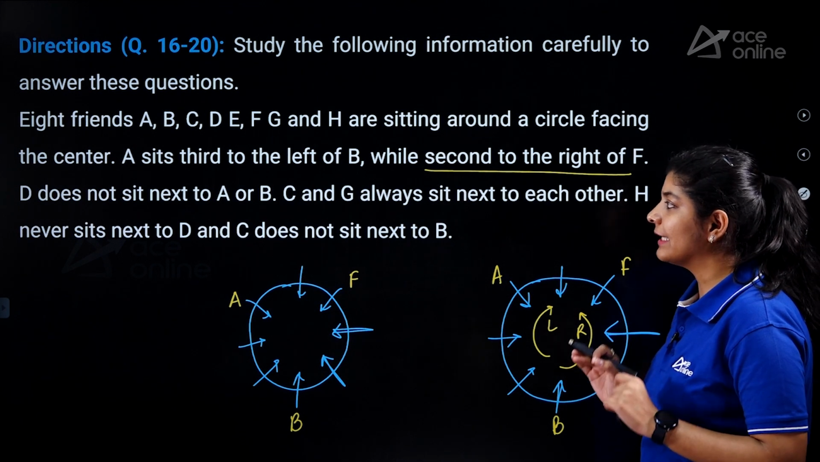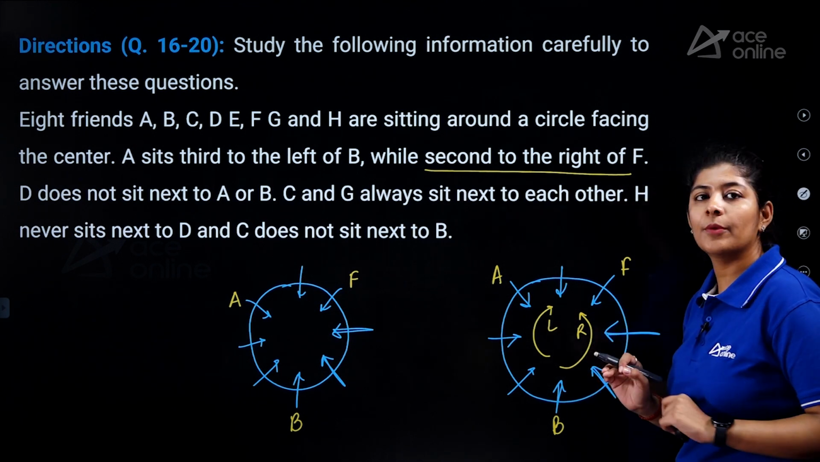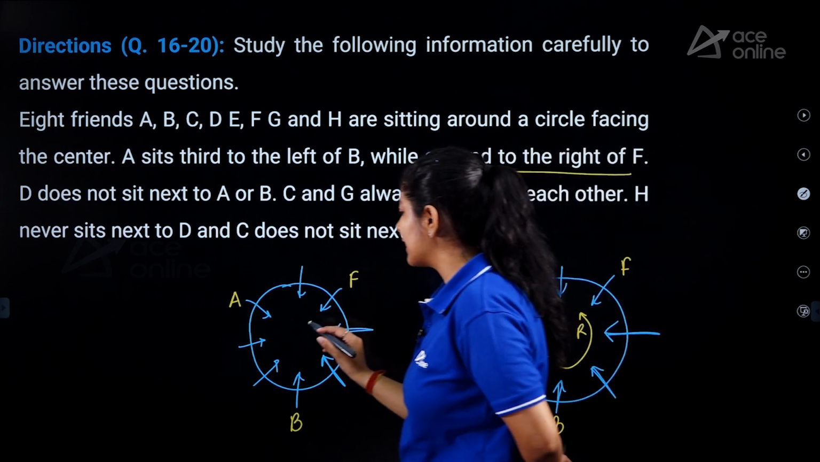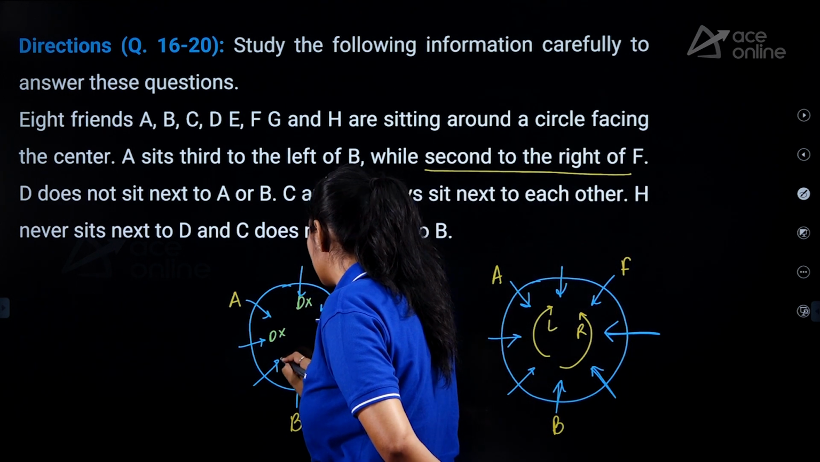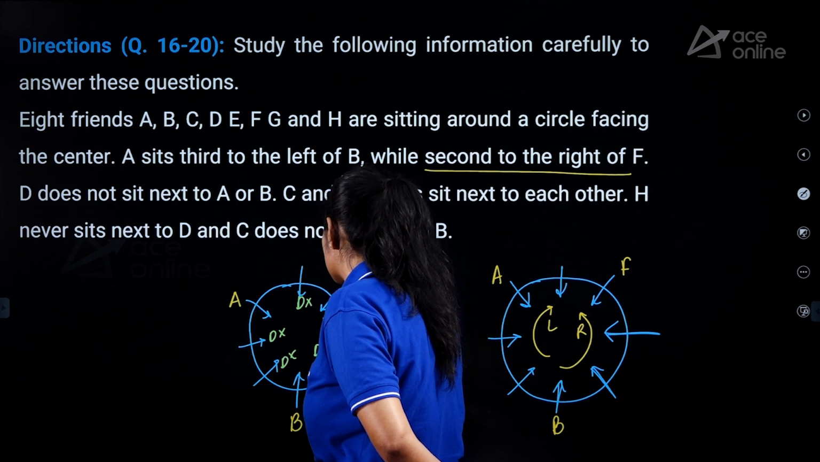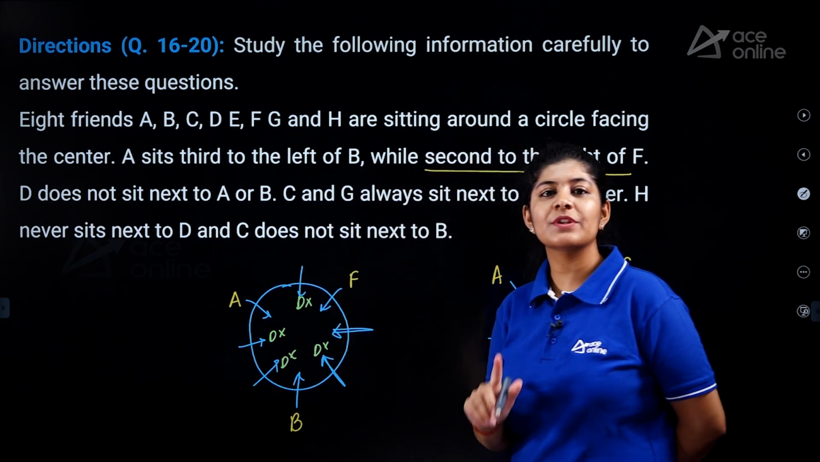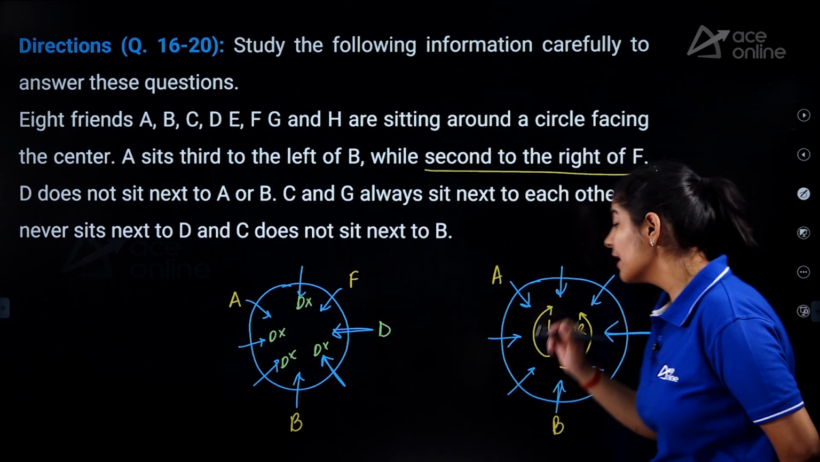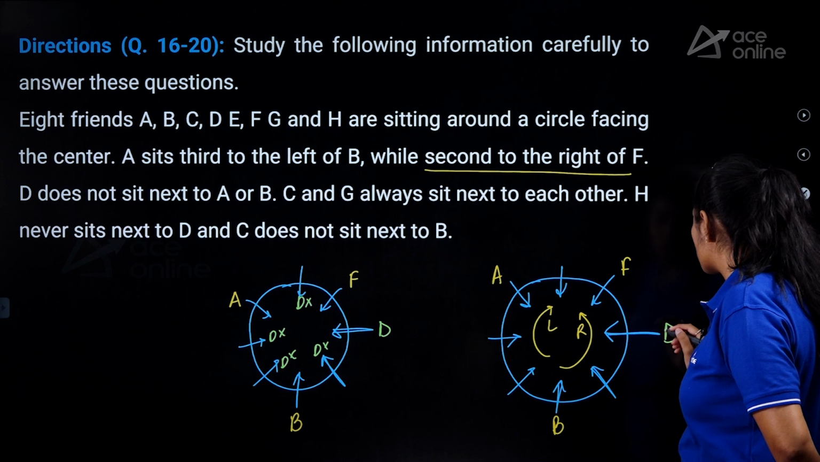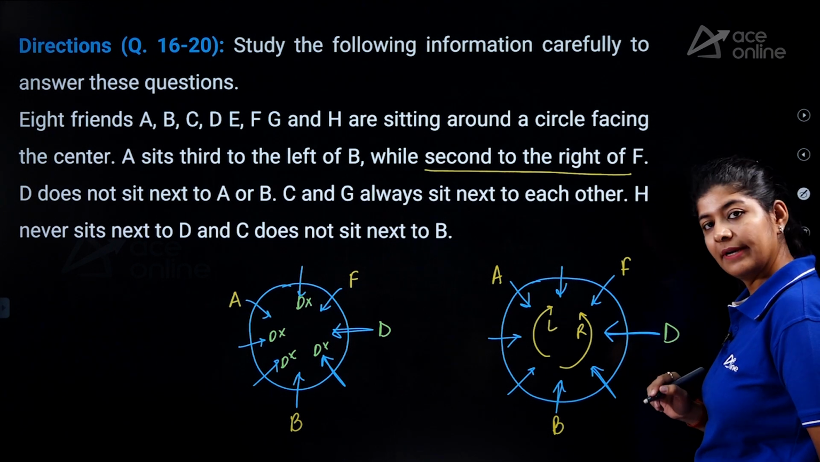D does not sit next to A or B. So if it is so, we can say that D cannot be at this place, this place, or this place. So for D, we are left with just one place. So we can easily say that D should be at this place. In this diagram as well, D should be at this place only, right?